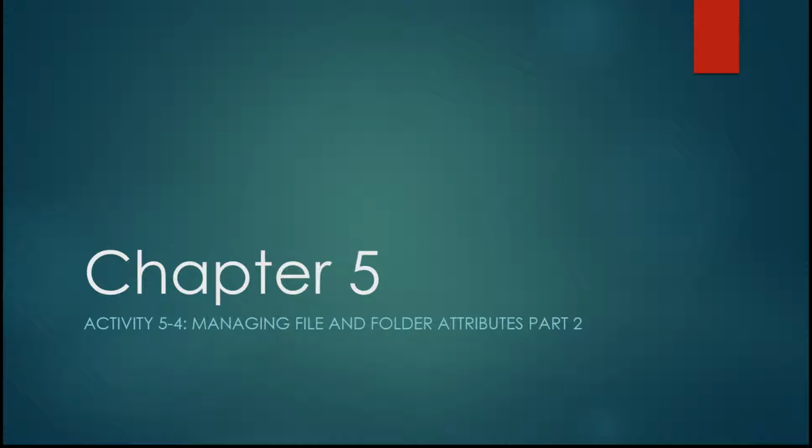This is Chapter 5, Activity 5-4, Managing File and Folder Attributes. This is Part 2. If you have not already watched Part 1, you need to stop this video and go watch Part 1 first, because in Part 1, we set up the operating system to prepare you so that you can be successful in completing Activity 5-4.